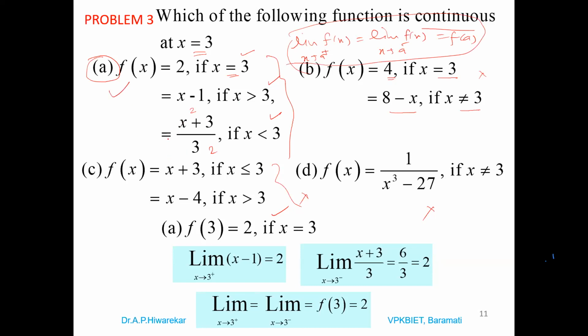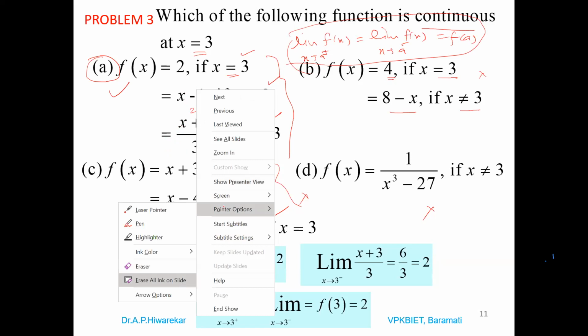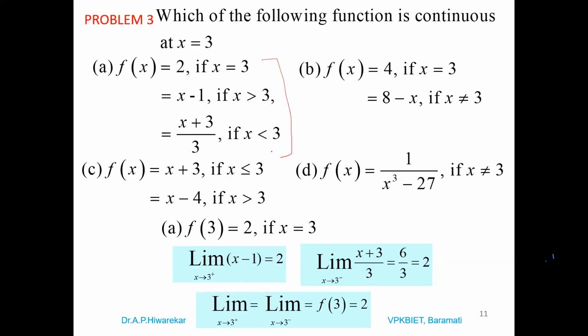And this is a very simple question. It will not require much time. If you know the definition of a continuous function, then you can easily see that option number 1, that is A, is the correct option. So our answer is A.